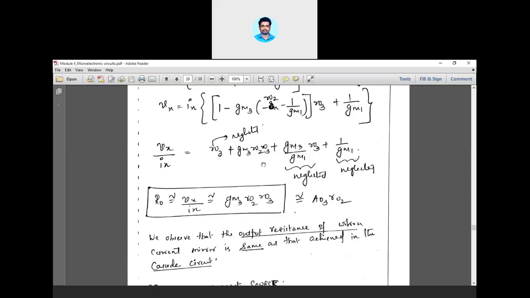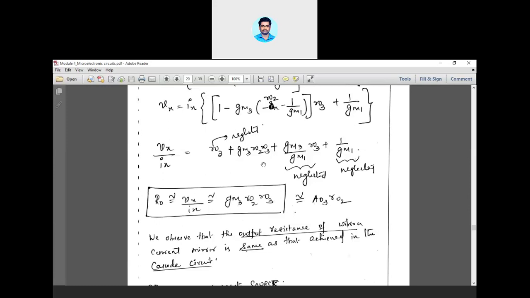Wilson's current mirror is with bipolar. Though it is satisfying the I naught by IRF ratio of 1 is to 1, and it is able to produce the same current transfer ratio that we require, which is exactly a current mirror, the thing is that it is not able to produce the output resistance that we want.